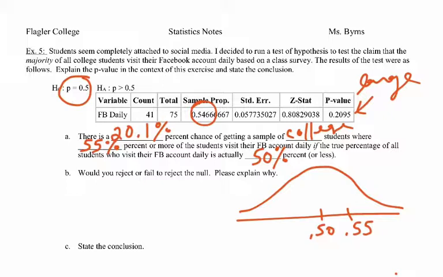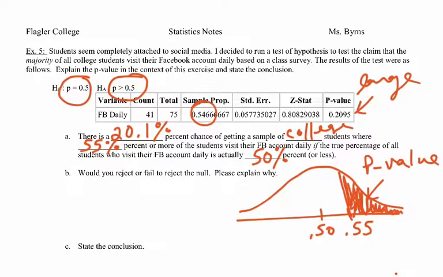And because the alternative is a right-tailed test, because the alternative is that p is greater than 50%, in my shading, I would shade everything to the right of my test statistic. And so what I've just shaded is my p-value. Remember, p-value is a probability.